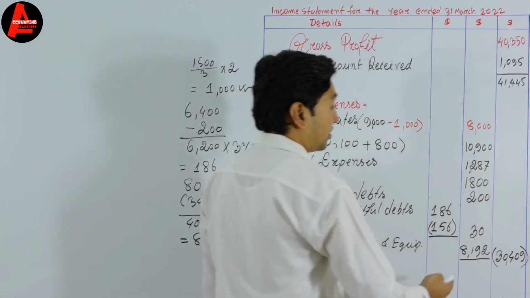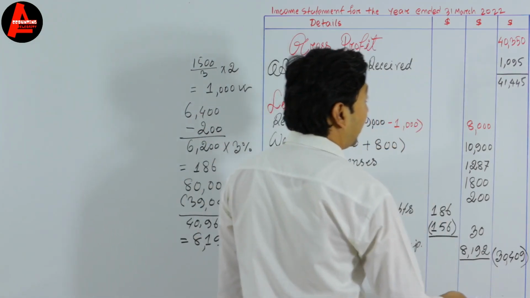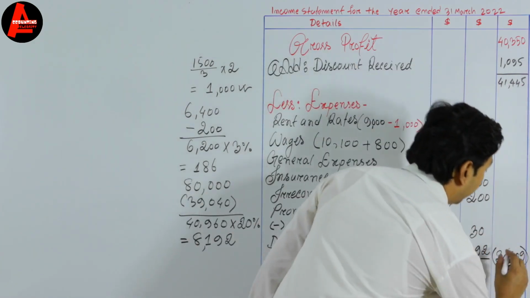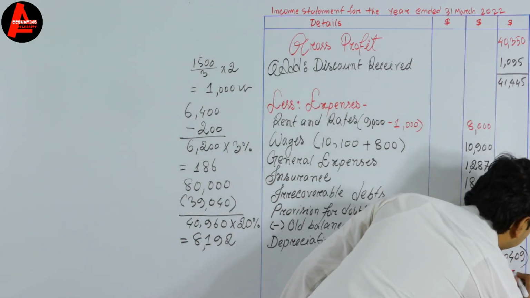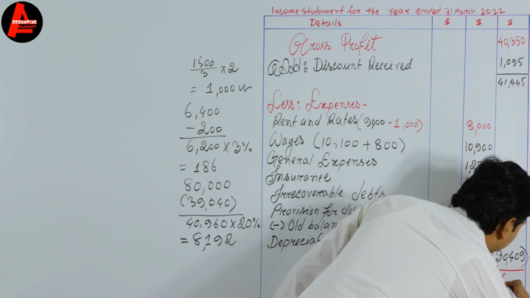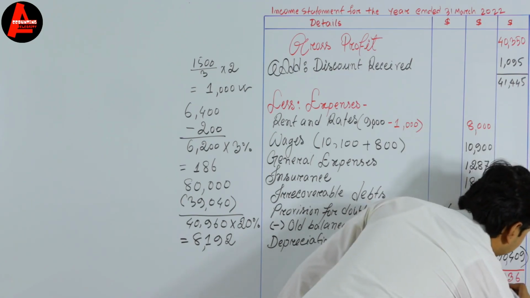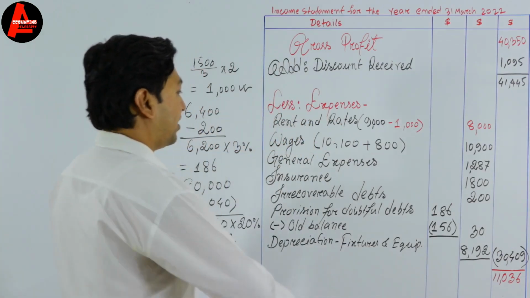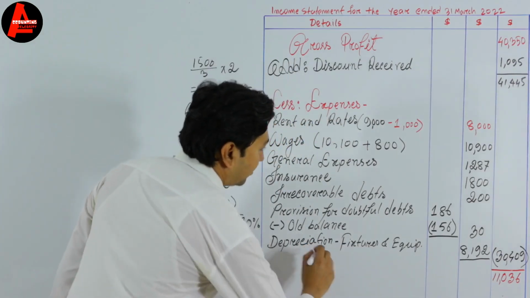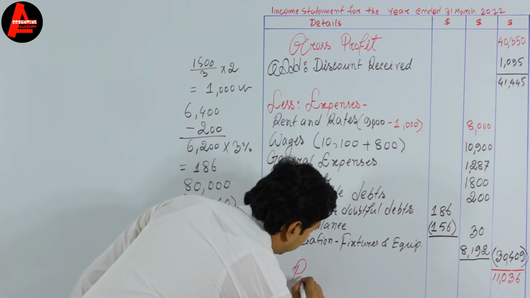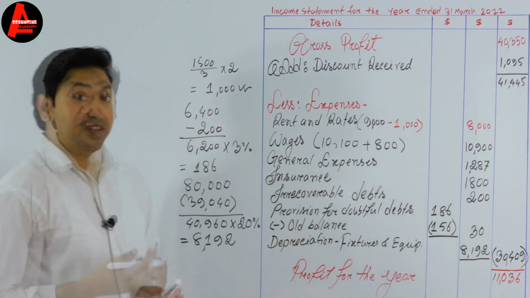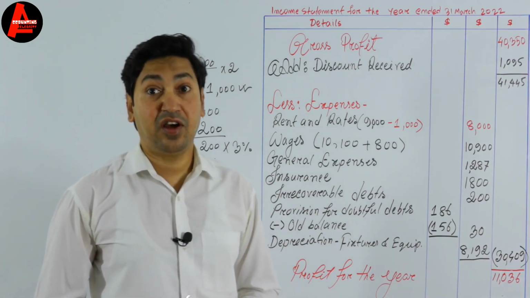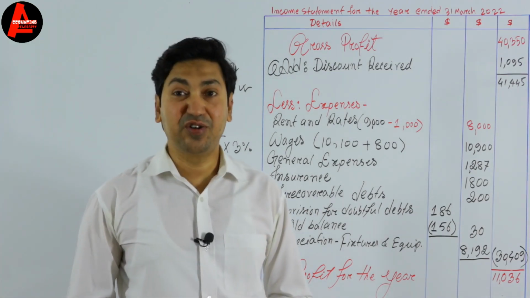So let us subtract 30,409 from 41,445. If we subtract, we get 11,036. This is our profit for the year. So let us write here profit for the year. So this is how you need to prepare a profit and loss account for sole traders.